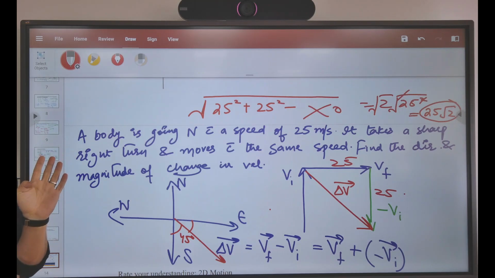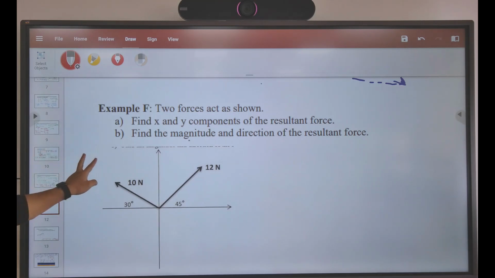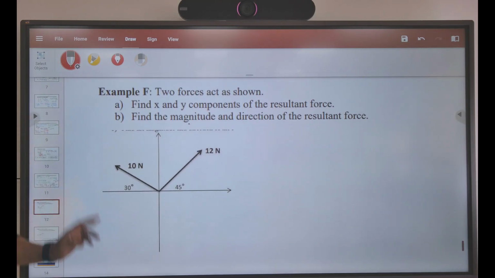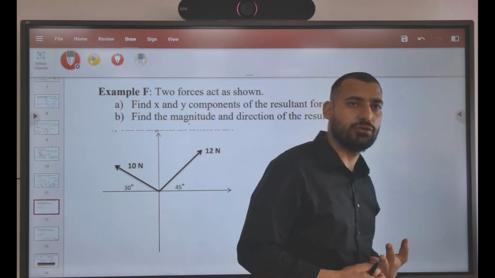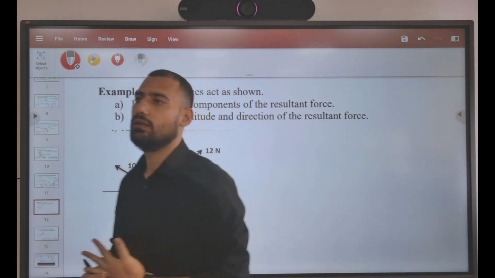Is that clear? Now, let us come to one of the questions. This question is on resolution. You did resolution in the previous class, right?